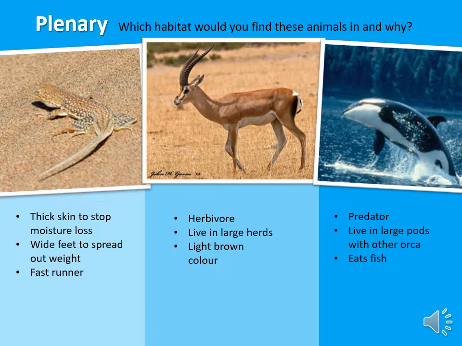The first one has thick skin to stop moisture loss, has wide feet to spread out weight, and it's a very fast runner. The second one, the gazelle, it's a herbivore, that means it eats only plants. It lives in large herds and it is light brown in color. The third one is a predator, that means it eats other animals, and it lives together with many fishes.